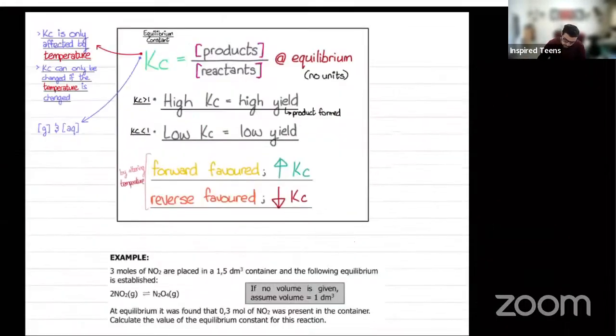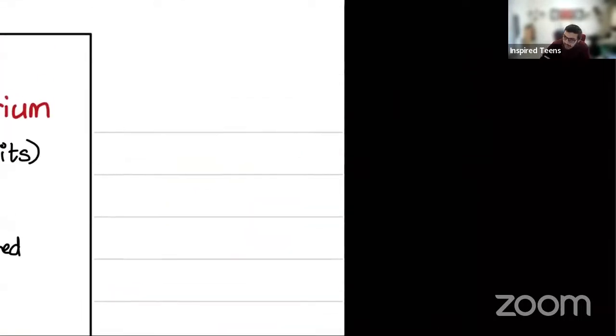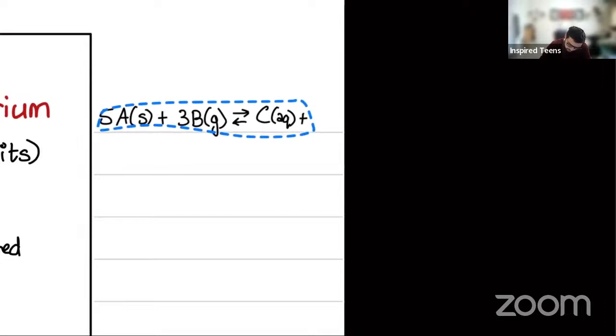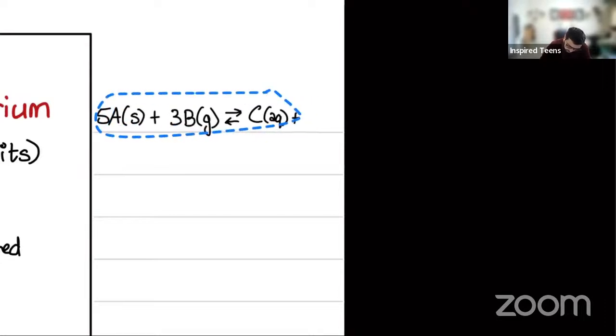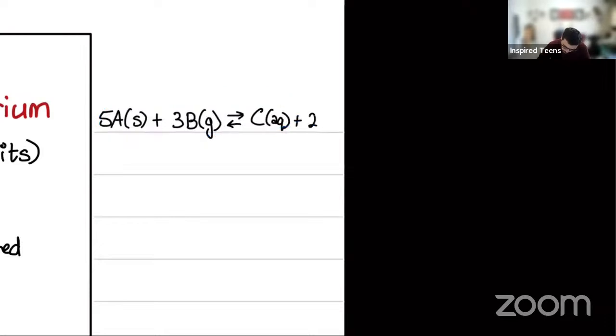So let's do a quick demonstration. Let's just say we have a chemical equation that has 5A, a solid, plus 3B gas, which gives us C aqueous plus 2D gas. It would be nice if it wasn't so big, but it's fine. Let's do this.